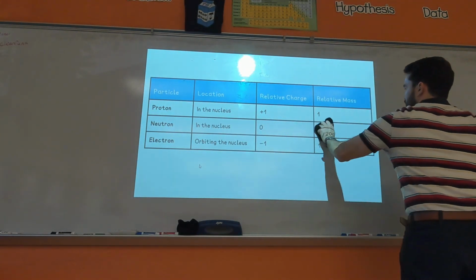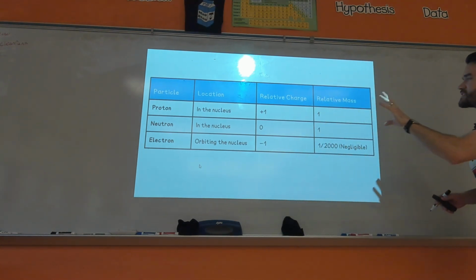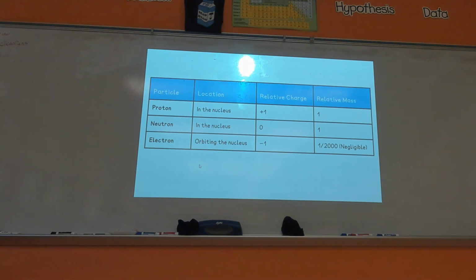All right, now then. If you look at this chart here, the first two columns are a summary, like the location of the proton, nucleus, location of the neutron, also the nucleus, and then that electron, it is orbiting the nucleus in those electron clouds. Now, the charge, as I said, the proton is positive. How you represent that is a +1. So if you had one proton, you'd have one positive charge. You have two protons, you'd have two positive charges.